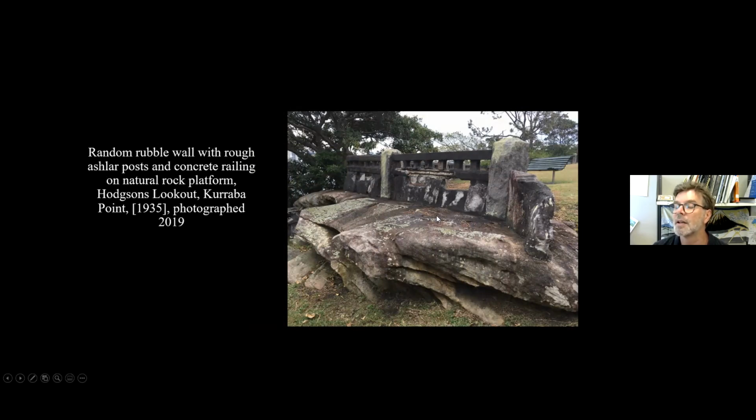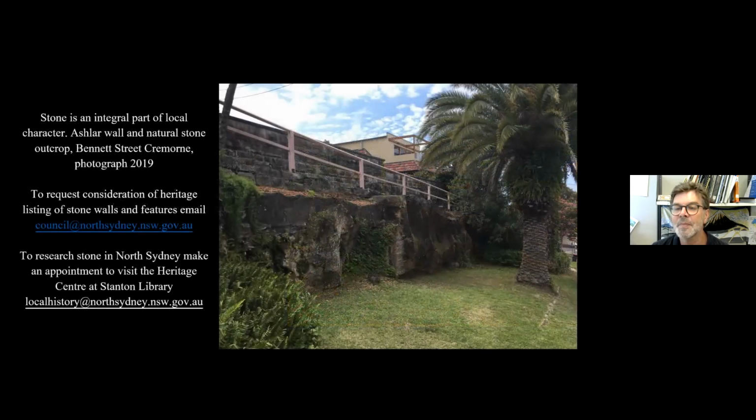So all of that, to me, looks pretty cool. It's a heritage headache. You can see the rio there, the steel rio is rusting away and the concrete's falling away. That's a headache for someone else. Now, I'll just finish up now, and just emphasise that stone is an integral part of the local character of North Sydney. And here's a good example of that in Bennett Street up in Cremorne. This is all natural stone, and there is the retaining wall.